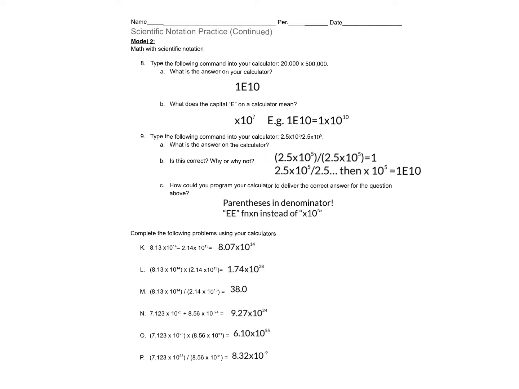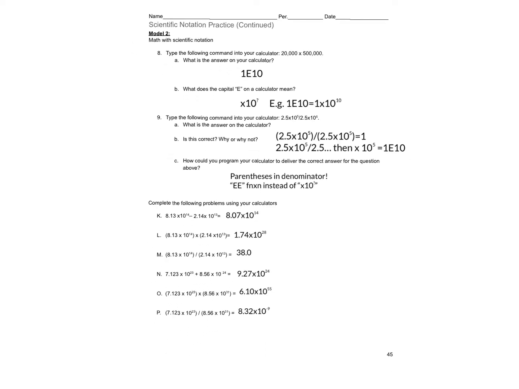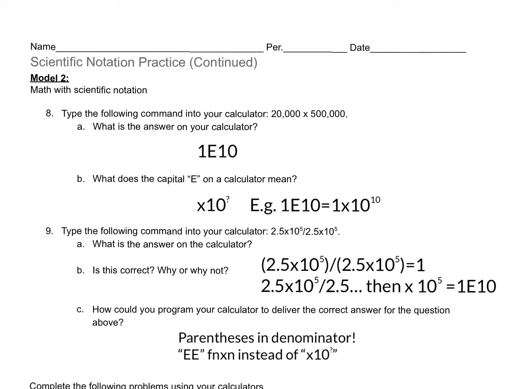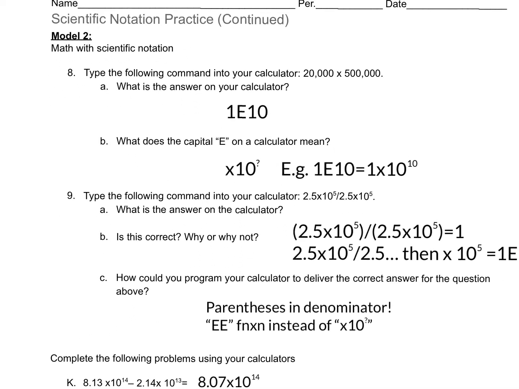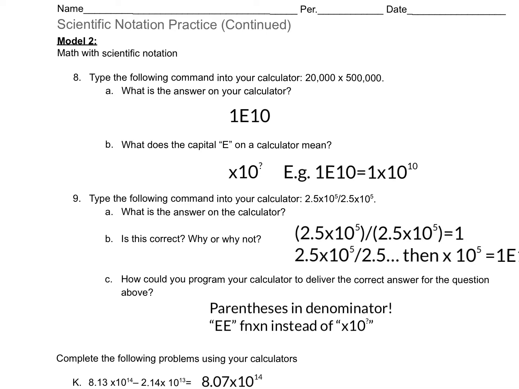Hello, this is the video answer key to the third page of Unit B, Worksheet 2. In our packet, it's page 45. If that changes every year, yours might be different. Anyway, the first question asks you to multiply the number 20,000 by 500,000.